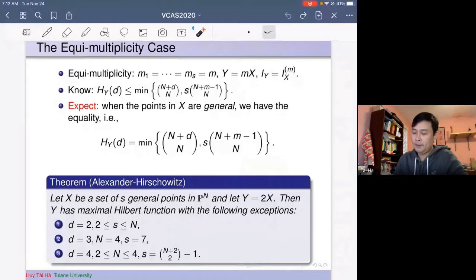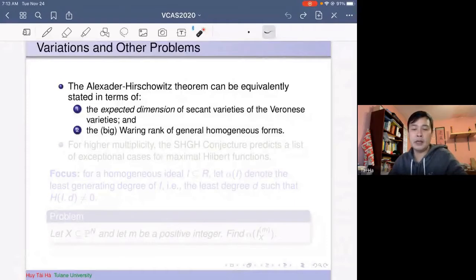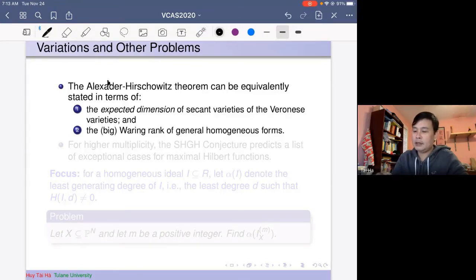Let me also mention, in case you're a student and you read the literature and run into these different problems, that the Alexander-Hirschowitz theorem can be stated in terms of the expected dimension of secant varieties of the Veronese variety, or the Segre-Veronese variety, or the Waring rank problem for general homogeneous forms.